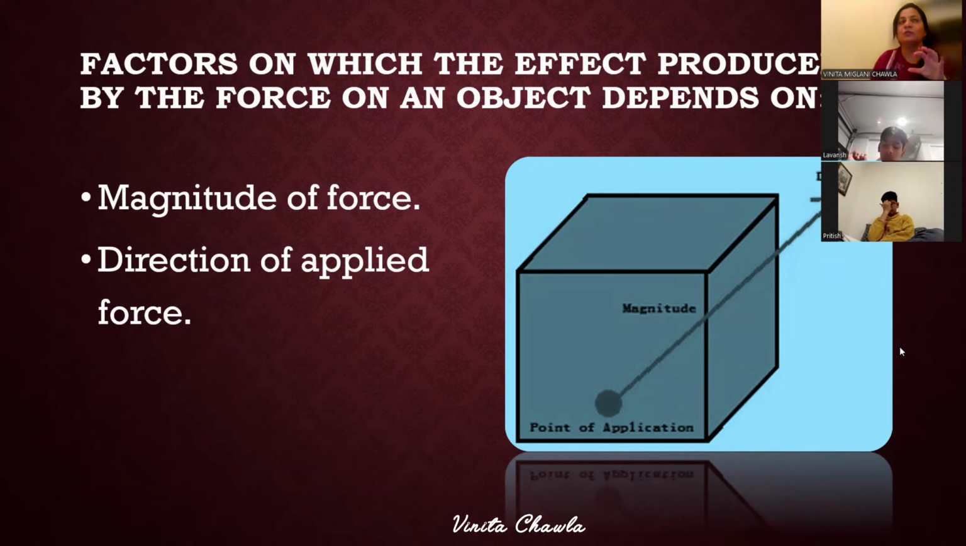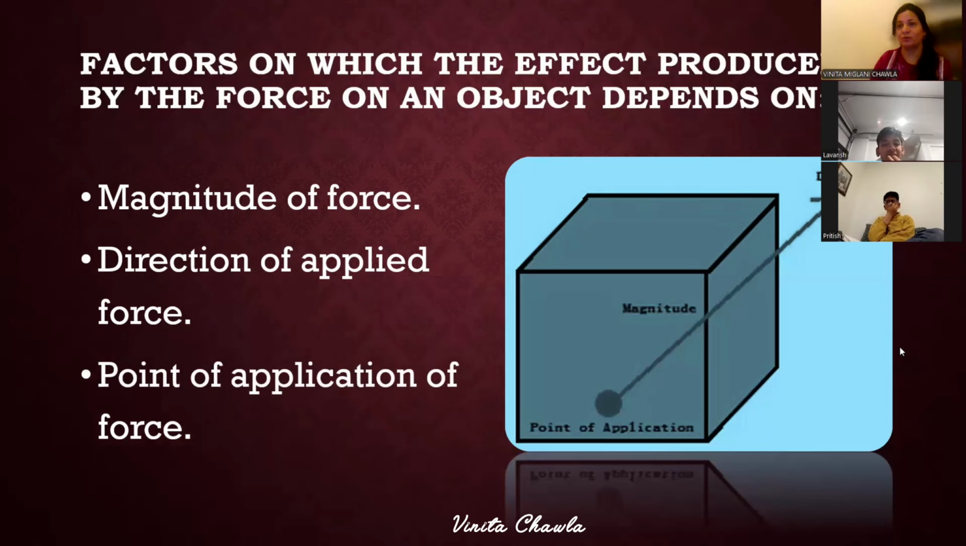See, the force you are applying on any object, the question is how will that force affect the state of motion of the object, right? How will force affect the object is the question. So the strength of force is responsible, the direction in which we are applying the force is responsible for the effect, and the point of application of force is also responsible for it. Okay, so these are the factors. Please write this now.